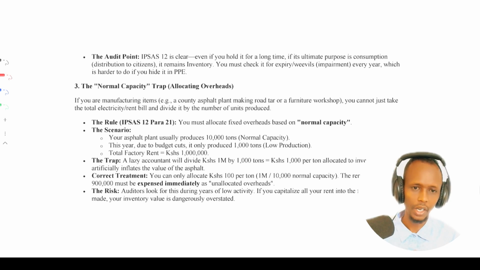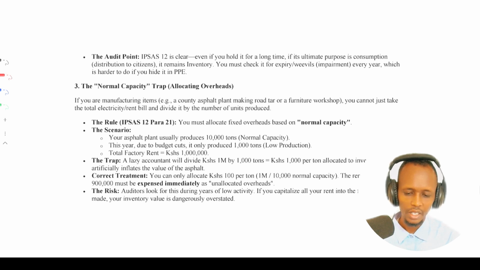Therefore, what we will do is the balance. If you have produced 1,000 and you used to produce 10,000, the balance of the overhead cost you will immediately expense. So here, an asphalt plant produces 10,000 tons. This year, due to budget cuts, it only produced 1,000. The factory rent is 1 million. So what we used to do is 1 million divided by 10,000 times 10,000 units produced. So we used to allocate the whole 1 million to these 10,000.